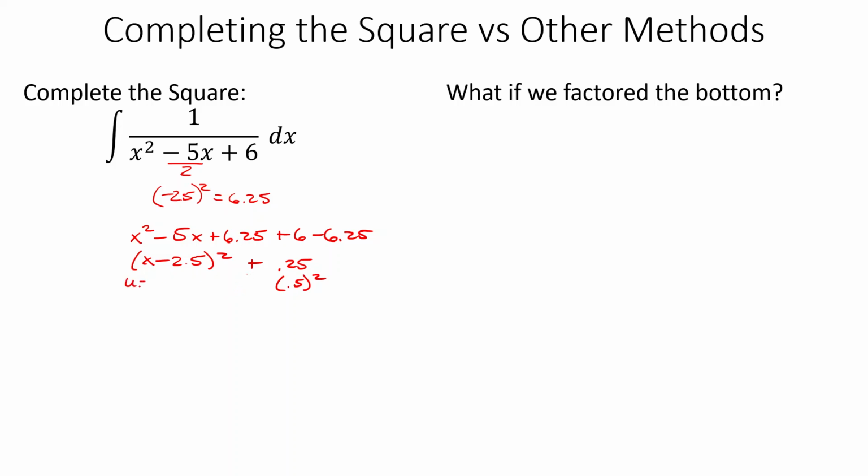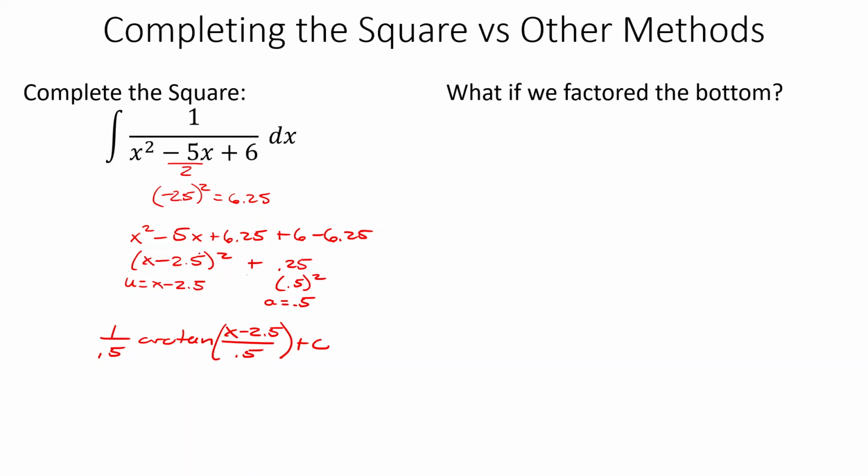And we're adding these perfect squares, so we'd use u as x minus 2.5 and a is 0.5. And we'd go into arctan. So we'd have 1 over a, so 1 over 0.5, times the arctangent of x minus 2.5 over 0.5 plus c. Not really a pretty integral there, right?